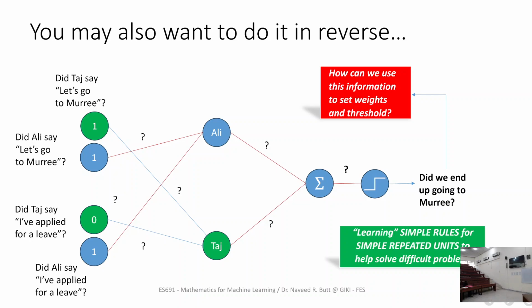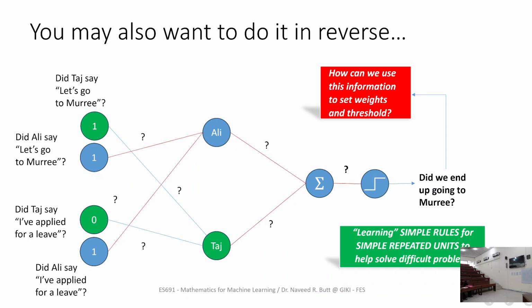And if you also have historic data on when this happened, did we end up going to Murray or not? You may want to say, okay, now I want to assign those weights based on what they did and what happened in the end. So these are pairs now: what they said or did not say, and did we end up going to Murray or not? You have a long history. If you can assign these weights here, now the process of assigning these weights is learning.